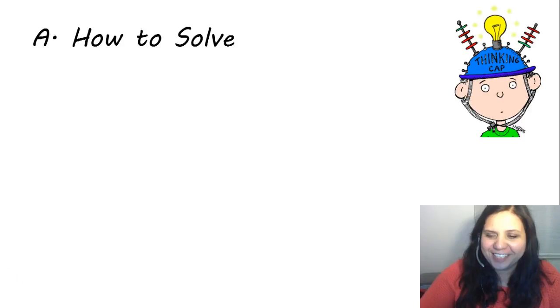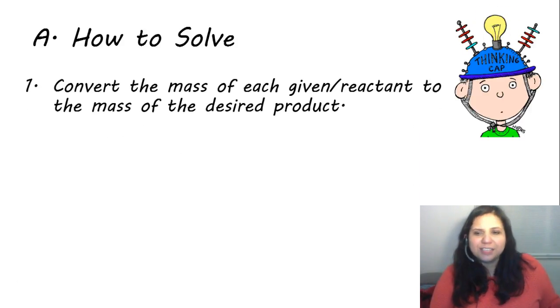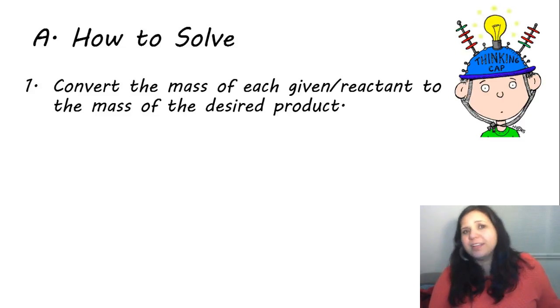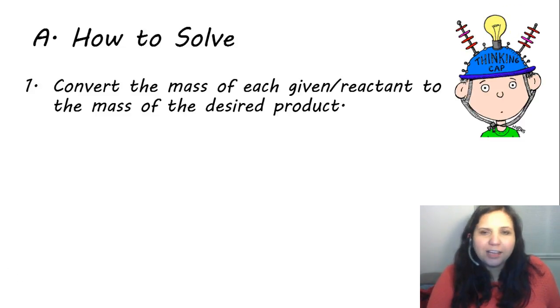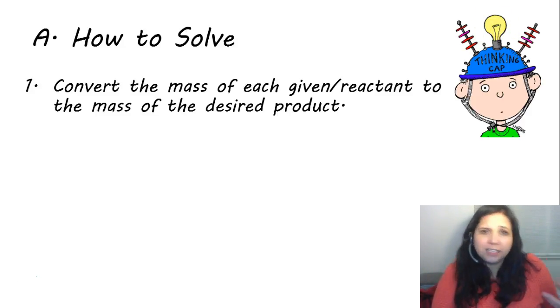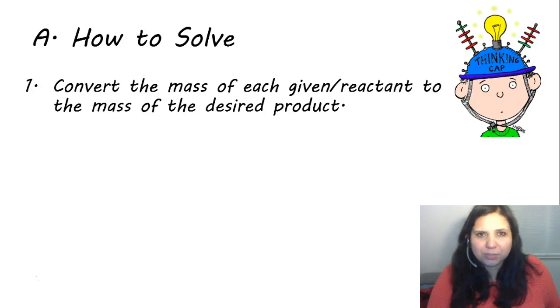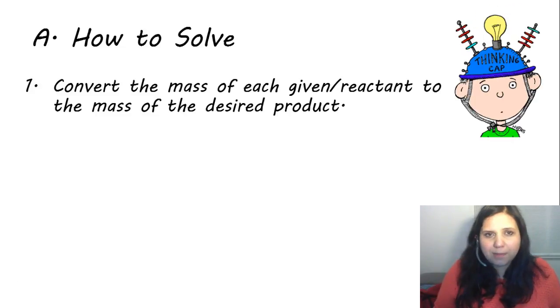There's a lot, so get ready to write. 1. We're going to convert the mass of each given. So now we're going to end up having more than 1 given, like 2, usually, to the mass of the desired product. Now sometimes the product isn't even given to you. You just kind of have to figure out what it would be. So there could be just 1 product, or you could pick any product and say convert from the reactant to the product. Make sure that's the same product every time.